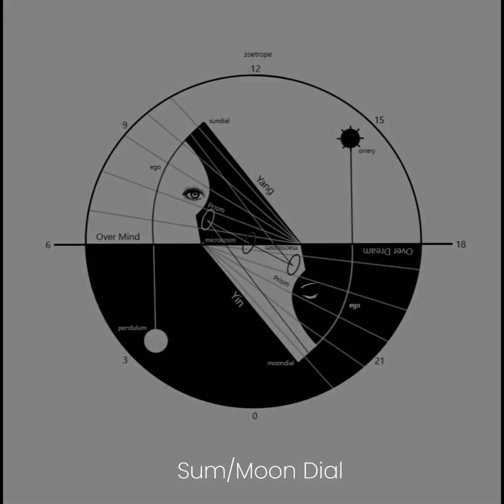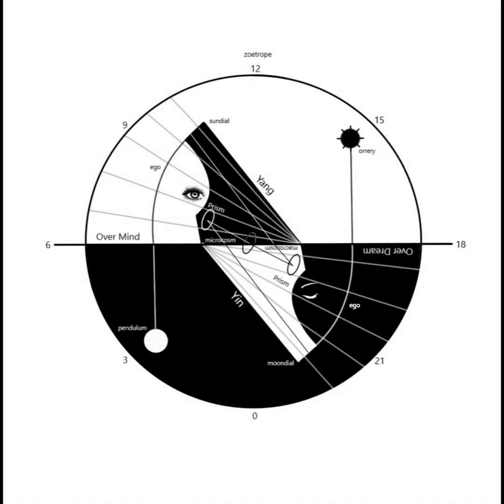This image is a conceptual diagram visualizing a time mapping system combining astronomical, philosophical, and mechanical concepts. The diagram is organized into a circle divided into yang, light, and yin, dark, halves, resembling a yin-yang symbol. Various time tracking and philosophical terms are labeled, including sundial, moondial, pendulum, ego, overmind, and overdream. Lines radiate from a central prism effect, connecting these concepts to specific points along the circumference labeled with numbers.